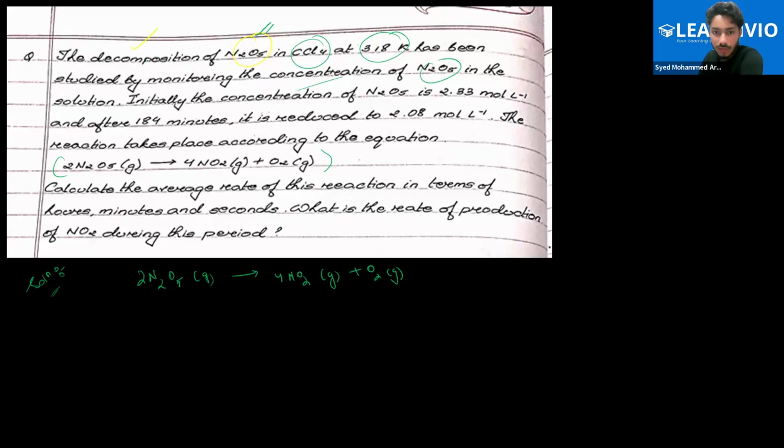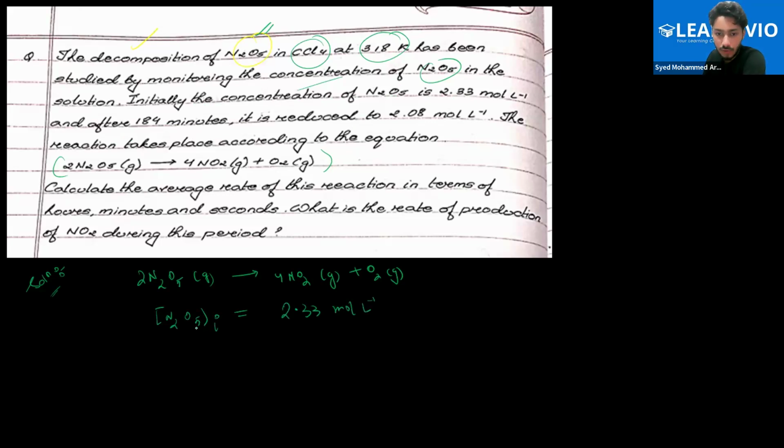Now, what is given to me is that the decomposition of N2O5 in CCl4 at a certain temperature has been studied by monitoring the concentration of N2O5 in the solution. Initially, the concentration is this, and after this much time. So the initial concentration is 2.33 mole per liter. It's very simple.